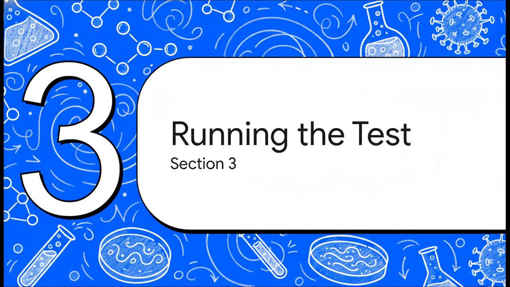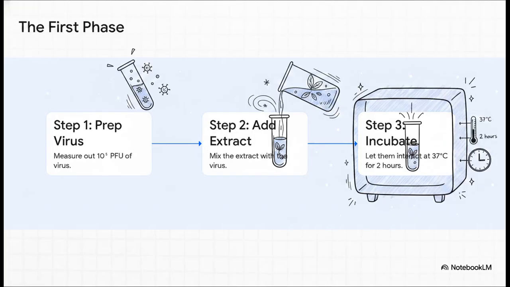Okay, so we know our mission, we've met our suspects, it's time to get our hands dirty. Let's see how the first part of this experiment actually goes down. It's time to run the test. This first phase is all about giving our hero a fighting chance. We take that specific amount of virus, we mix it with our test extract, and then we just let them hang out together. We incubate them for 2 hours at 37 degrees Celsius.